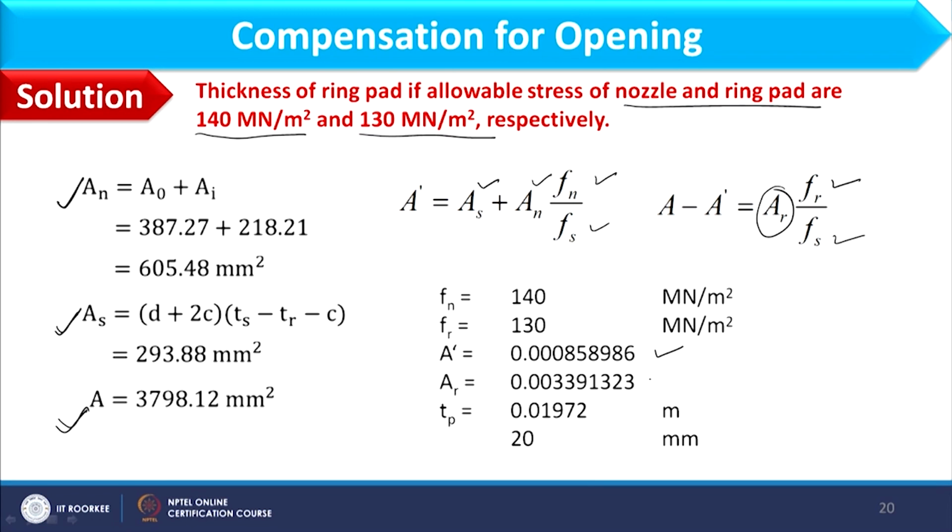So, AR will come as 0.0033913, and using the expression of AR as a function of TP, I can compute TP as 19.72 mm, and the next value to this is 20 mm without adding corrosion allowance. So in this way we can calculate the ring pad thickness if allowable stress values vary for each section.